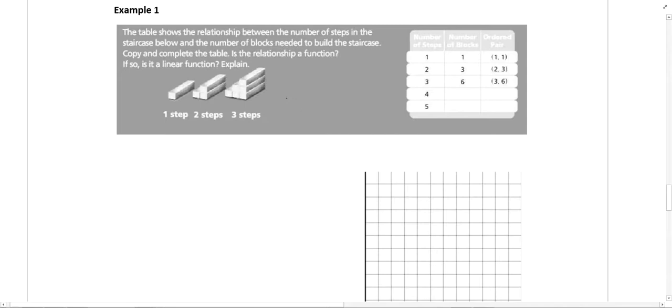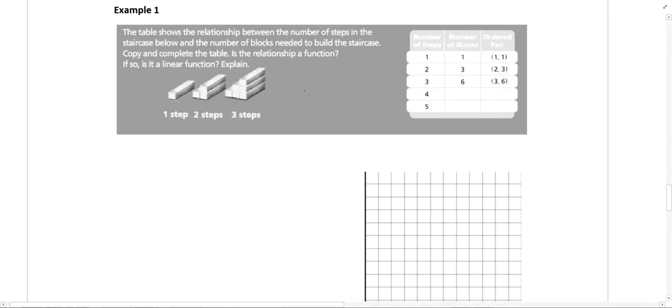The table shows the relationship between the number of steps in the staircase below and the number of blocks needed to build the staircase. Copy and complete the table. Is the relationship a function? If so, is it a linear function?